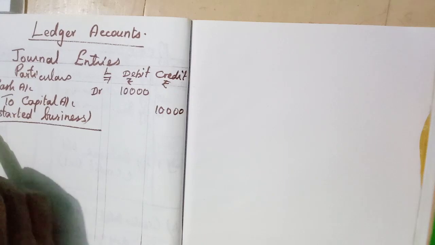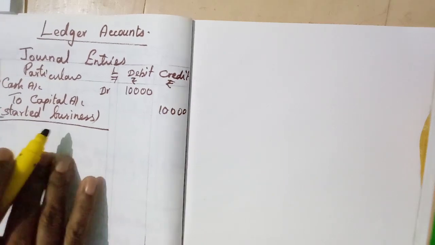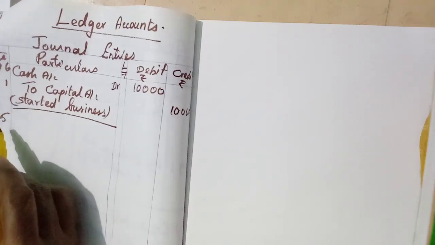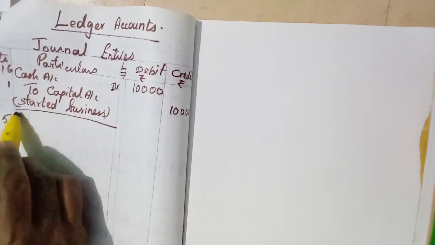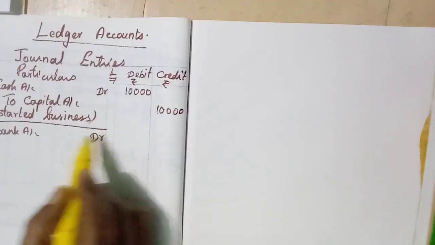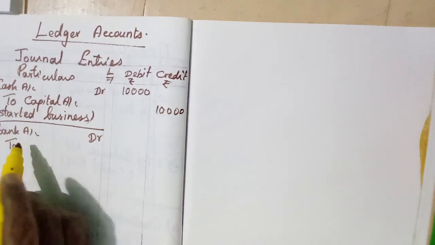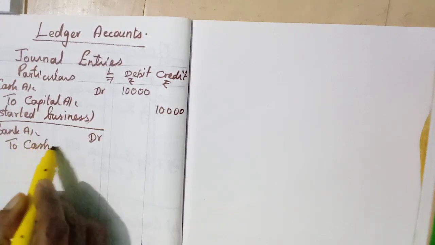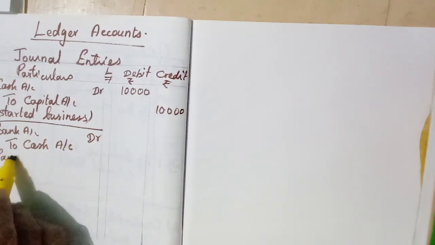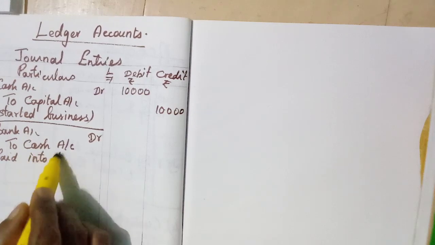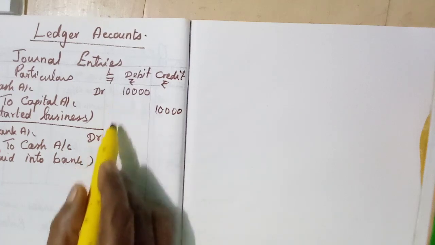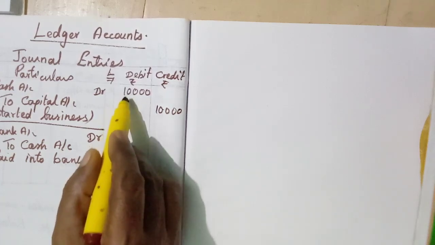Then 5, paid into bank. Here cash we are paying into the bank, isn't it? So the bank is the receiver, so we need to debit. Bank account debtor. What is going outside? Cash. Everywhere you have to write A/C. Then paid into bank. $5,000. Then not below this one; next is 5. Next, this 4 digits only.